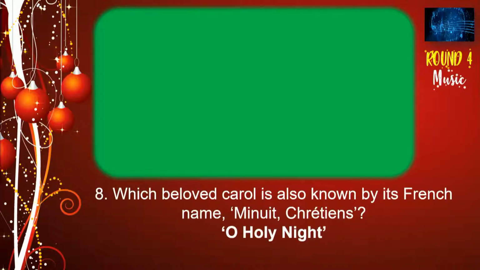Number 7. Name that tune. What was this? I think it might have been Joy to the World. It was Joy to the World. Oh, there we go. So if you got that, well done. Very well done. Perfect.